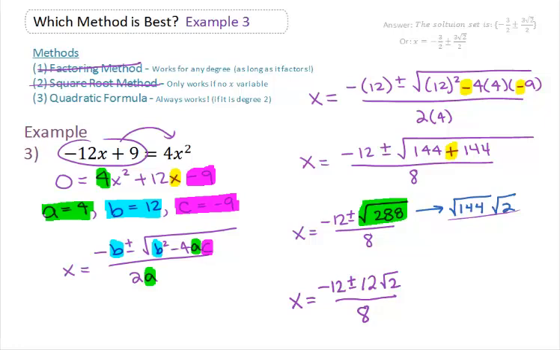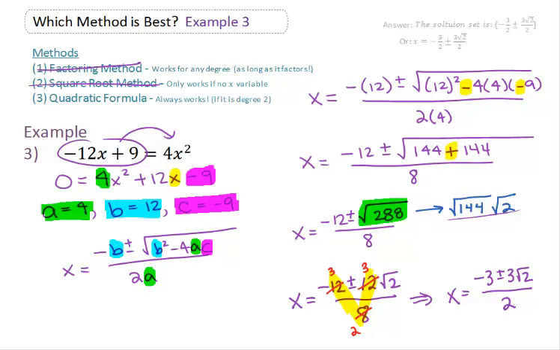Now remember, when you simplify these numbers, we have to simplify them all at once. And most of the time I do it by splitting it up, but I think that we can do it by keeping it all together here. I must simplify all of those numbers. The largest number that goes into all of them evenly is 4. 12 divided by 4 gives me 3. This 12 divided by 4 gives me 3. And this 8 divided by 4 gives me 2. So my answer is x equals negative 3 plus or minus 3 root 2 all over 2.